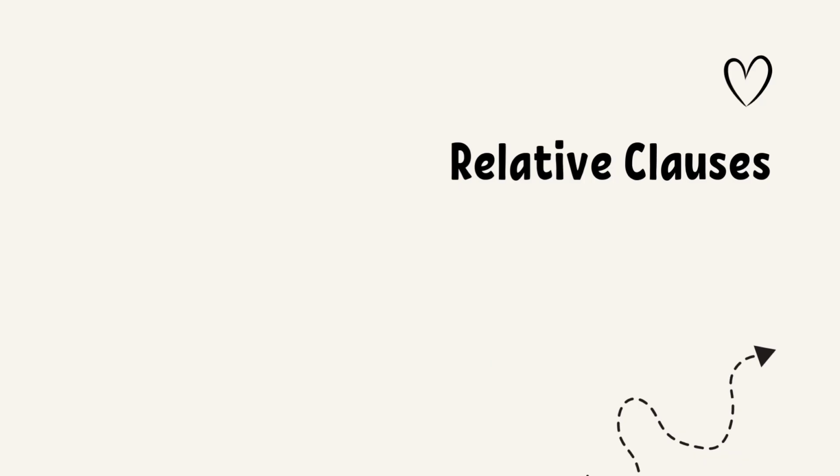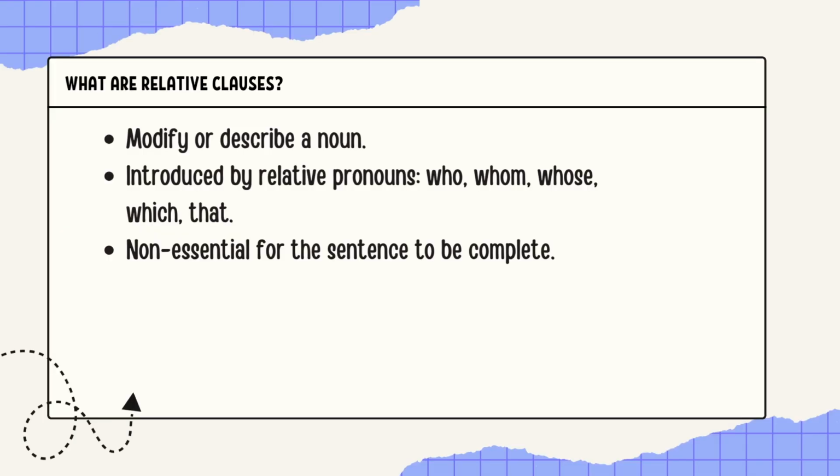Next, we are going to go on to relative clauses. So relative clauses are parts of a sentence that provide extra information about a noun. They're introduced by relative pronouns such as who or which, but they're not crucial for a sentence to be grammatically complete.